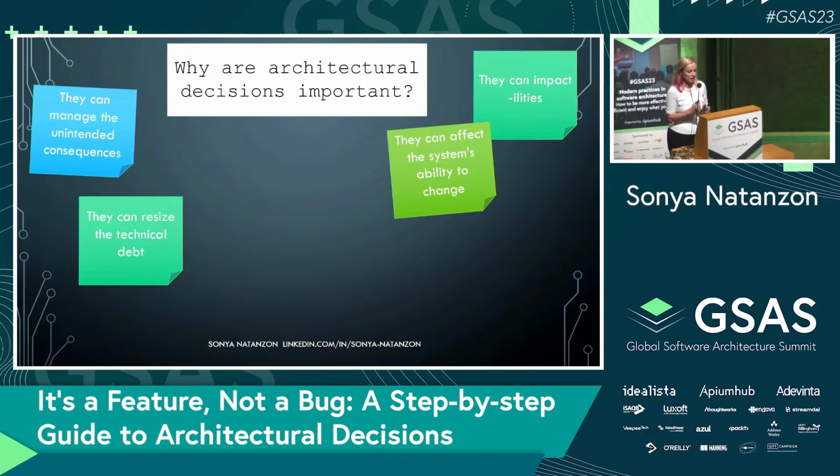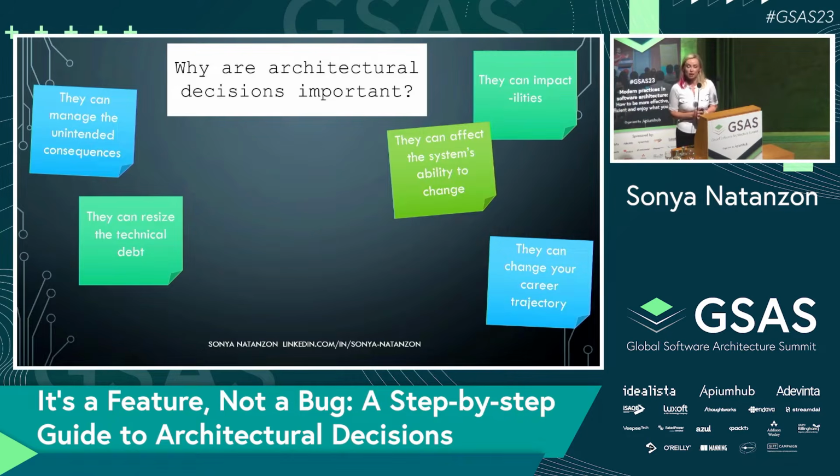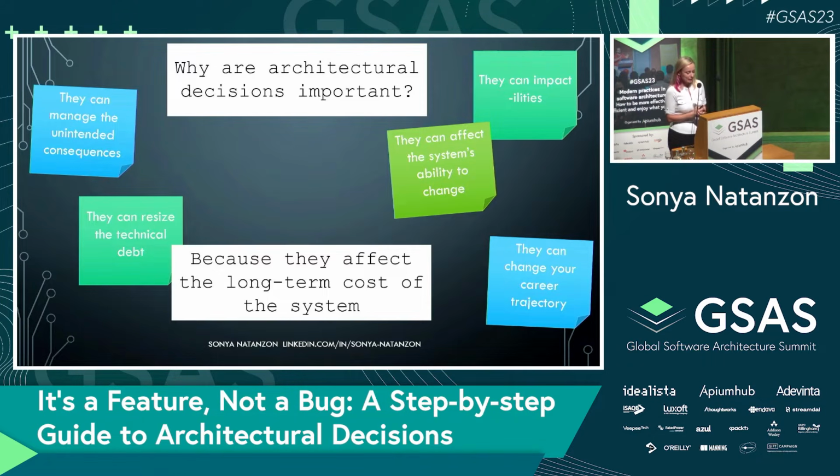If you look at these verbs, they're very neutral verbs. Resize, depending on the decision you make, can make the technical debt bigger, can make it smaller. Affect system's ability to change. You can make your system more rigid or more flexible depending on that decision. They can even change your career trajectory. You make good decisions, you get promoted. You make bad decisions, you get fired. But really, the biggest reason why architectural decisions are important is because they affect the long-term cost of a system. So I heard expensive to implement. Yes, they affect the long-term cost of a system.